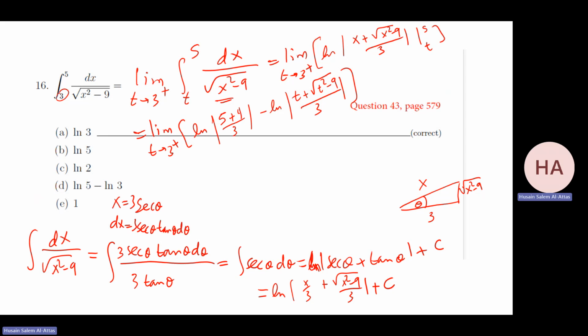Where t goes to 3, that will be what? This is 0. This is 3 over 3, 1. So all of this goes to 0. So I have ln 9 over 3. That will be ln 3 minus 0, which is ln 3. That will be the answer.